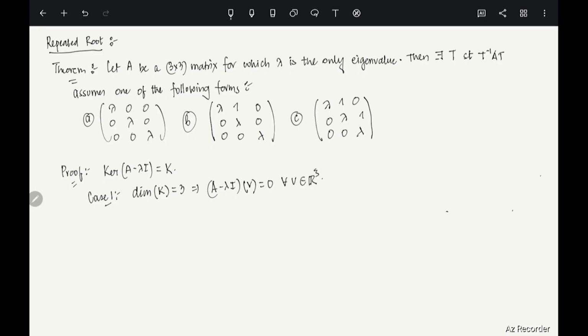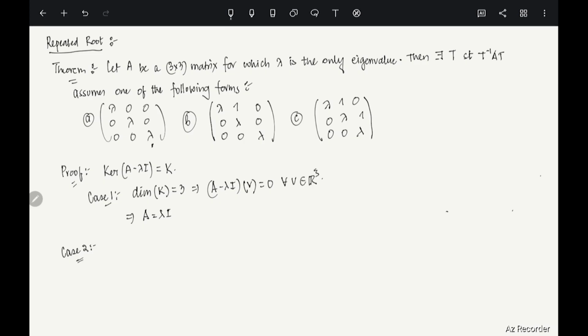What does that imply? Since this relation holds for all V, that will imply that A equals lambda I, of course it has to be. There is no other option, right? A equals lambda I, clear? And this is what lambda I is, okay? So the first case is trivial, and this actually holds for n cross n also. It's not a problem, it's the same thing. Now comes the difficult two cases.